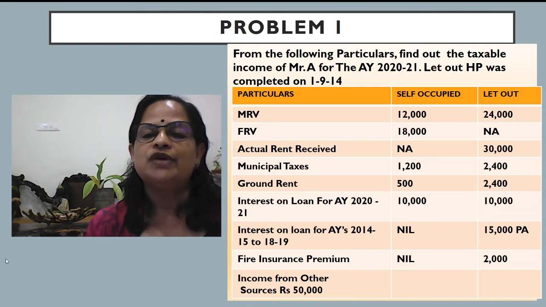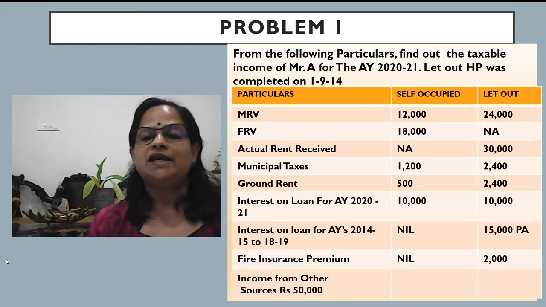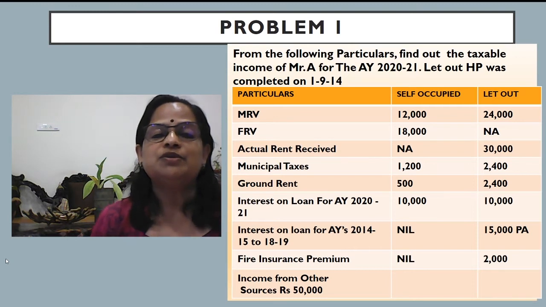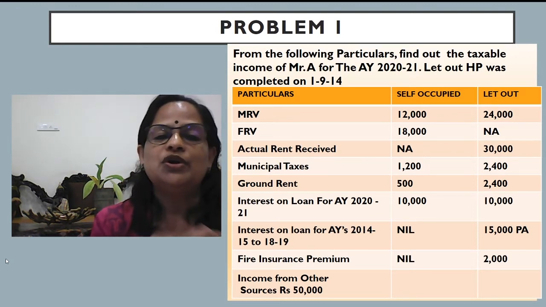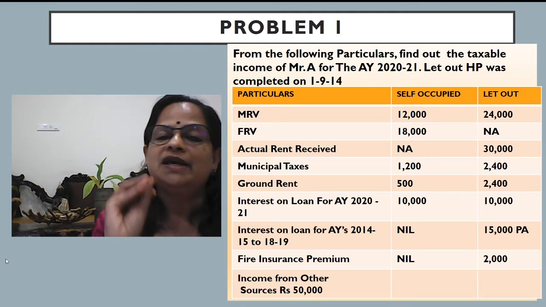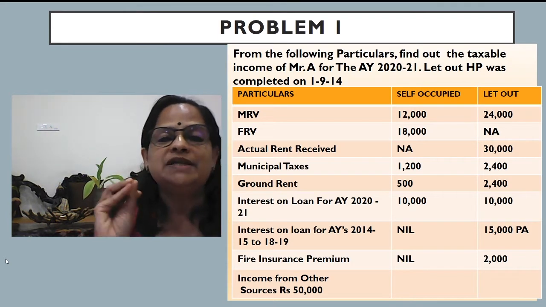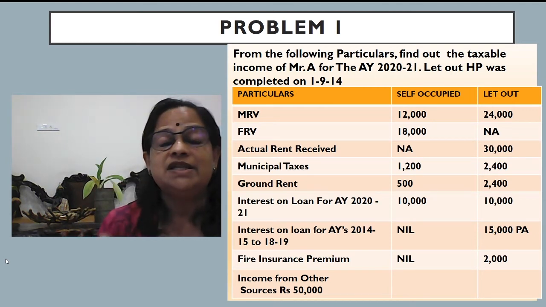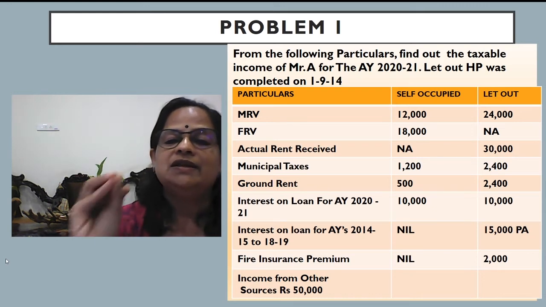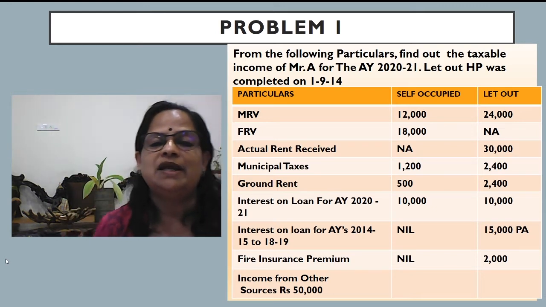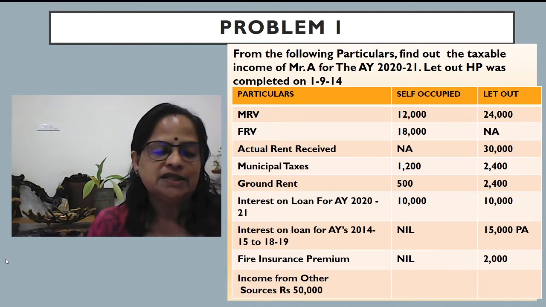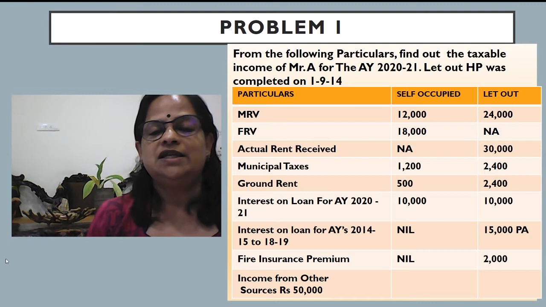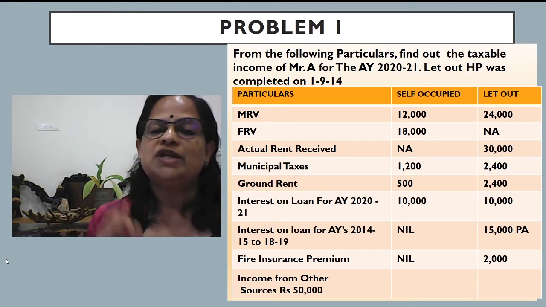Now interest on loan for assessment year 14-15 to 18-19. Here you have to remember the concept of pre-construction period interest. In the last module I explained the pre-construction period interest. Whatever pre-construction period interest, they can claim for 5 years. This house was completed on 1/9/14, so they have already claimed for 5 years. Now we are talking about assessment year 21, previous year 19-20, so they will not get that. When I explain, I will explain 14-15, 15-16, 16-17, 17-18, 18-19. Now we are talking about 19-20, so that will not be applicable.